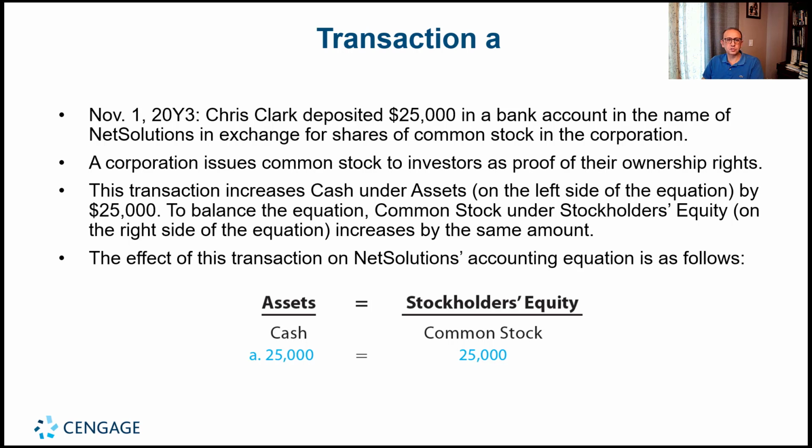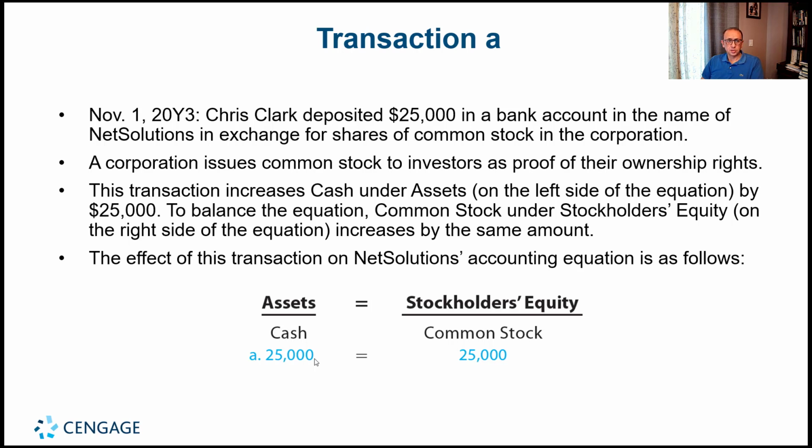A corporation issues common stock to investors as proof of their ownership rights. This transaction increases cash. Why? Because you can see that Chris Clark brought cash to the business. So the assets, where cash is one of those assets, are increasing on the left side here, as you can see.